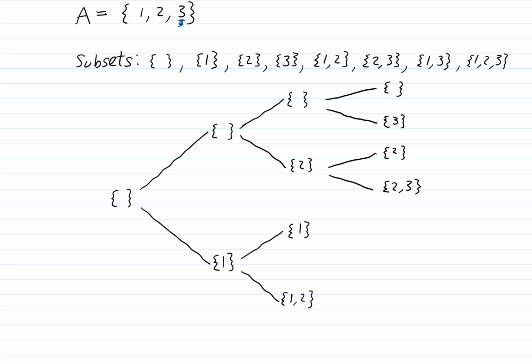Okay? And now let's go to the next set down. If I do not put in the number 3, it stays like it is. If I do put in the number 3, it'll look like this. And then the last set at the bottom. If we do not put in the number 3, it looks like that. And if you do, it looks like that. And there we have all 8 subsets there.